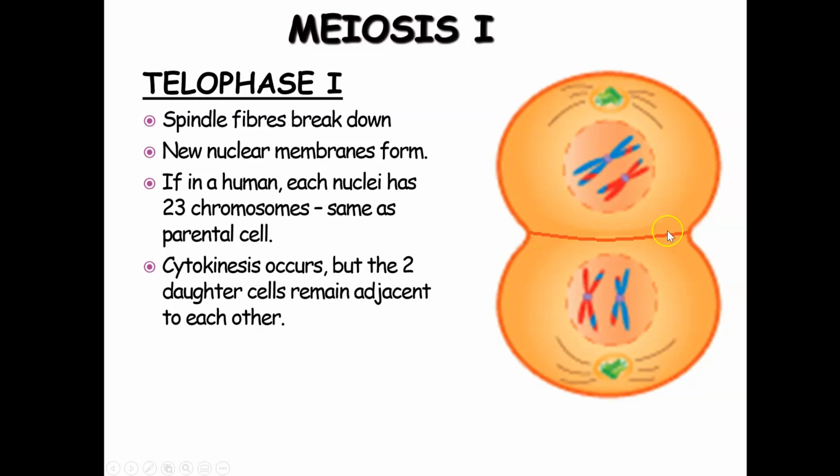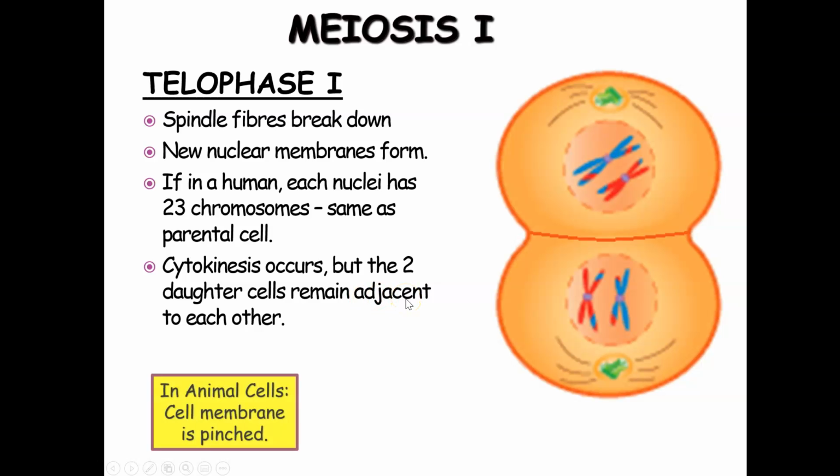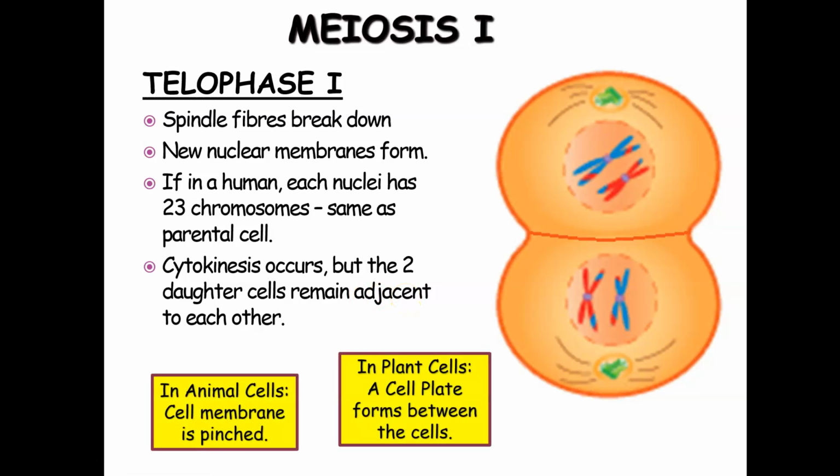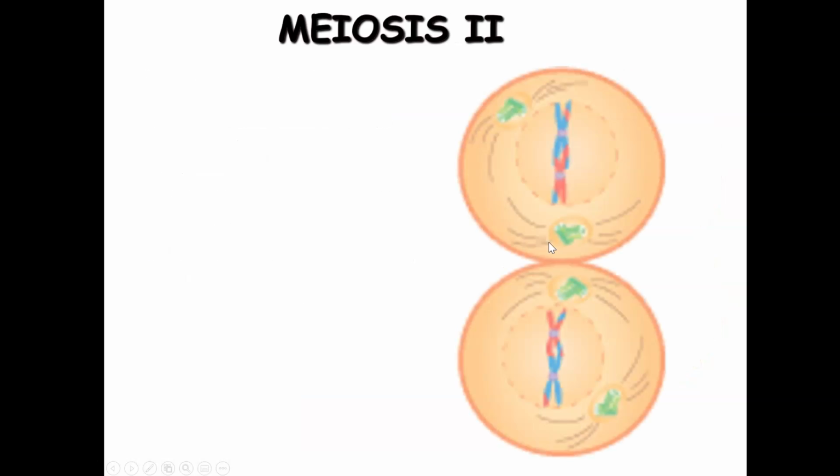Cytokinesis occurs. This is the pinching in if this is a human cell, but the two daughter cells remain adjacent to each other, okay? So remember the difference between cytokinesis in animal cells, the cell membrane is pinched. In plant cells, there is a cell plate that forms over here, but we're talking about human cells, so that's going to be the pinching in process.